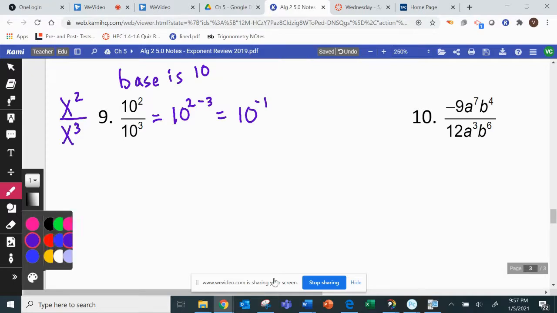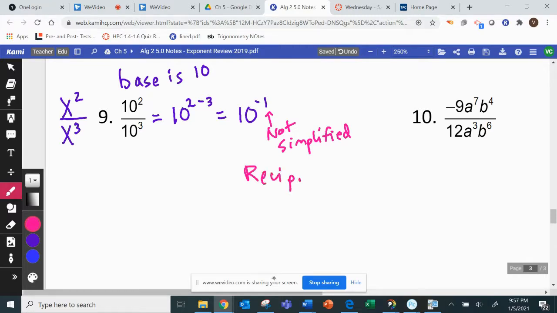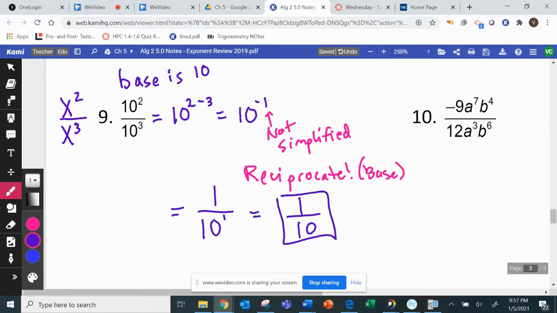Now, it is not simplified if we have a negative exponent. So we use the rule that says a negative exponent means reciprocate. So we reciprocate the base. We take the base and we put it on the bottom. We keep the exponent of 1, and then that's 1 over 10 when we're done.